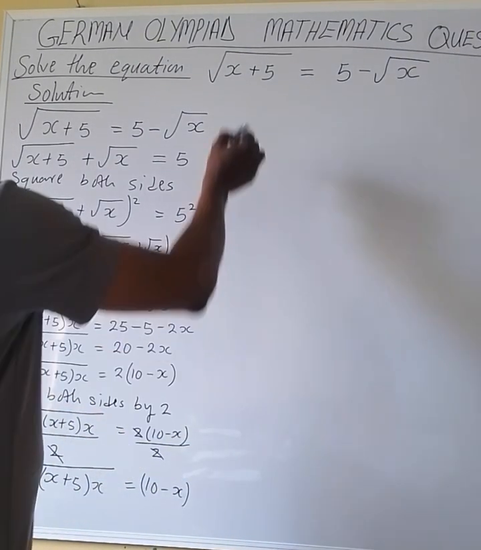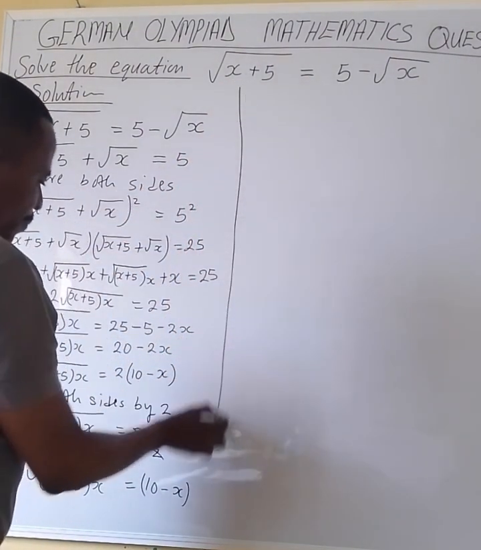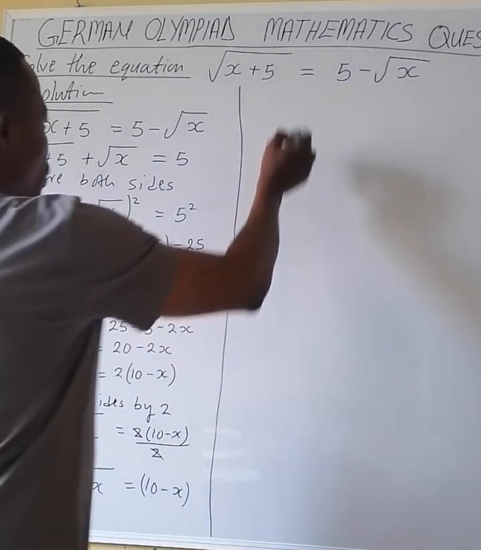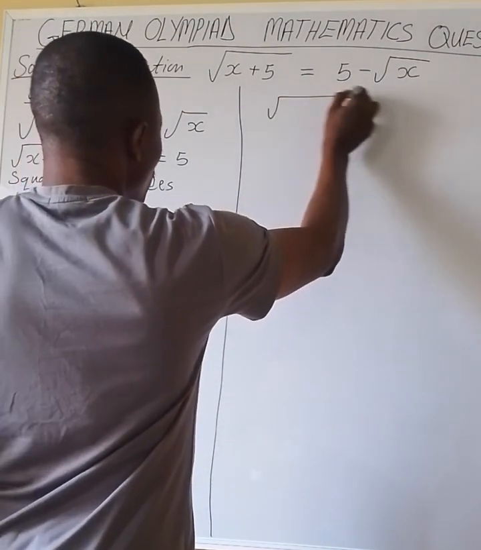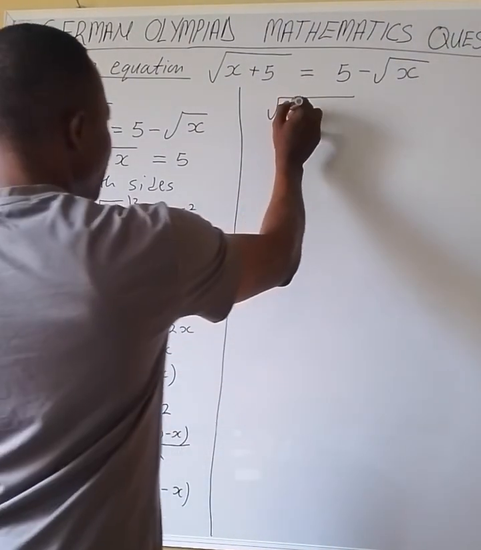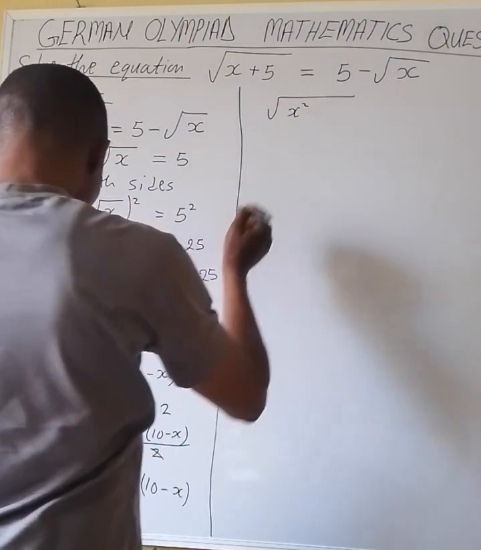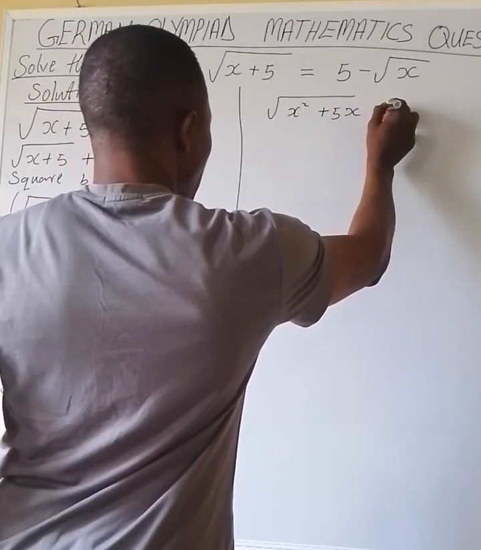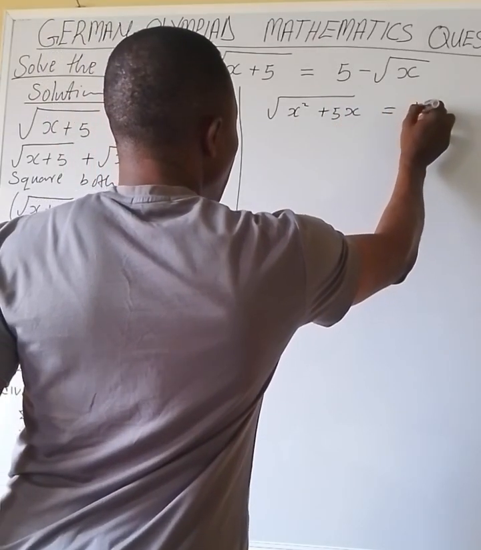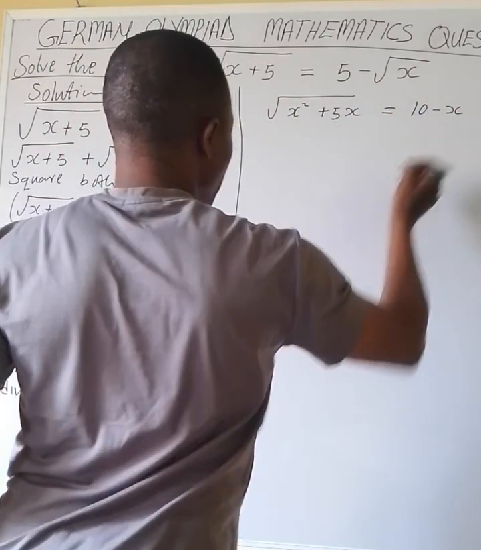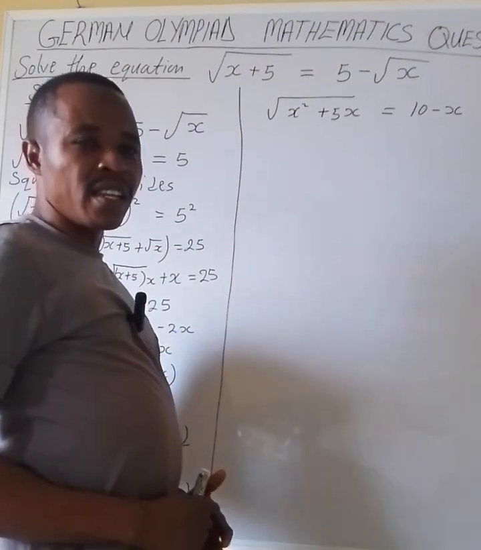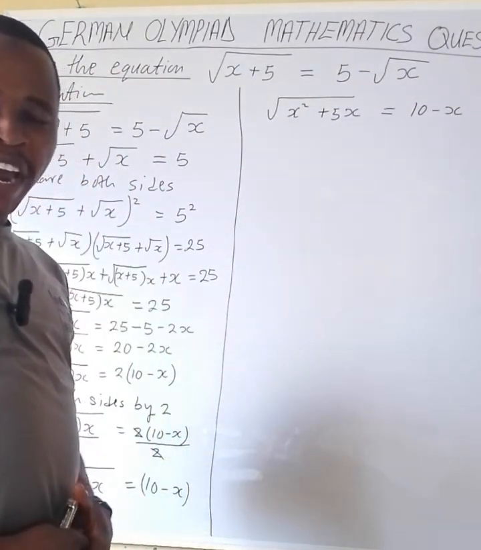Are we together now? With what we have now, we are moving it up. So it will give us square root of x times x, that's x squared, x times 5, plus 5x, everything equals 10 minus x. Okay? So we still have some more steps before we get to the final answer.